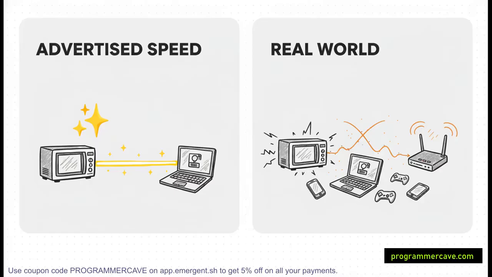But your actual real-world experience is a constant fight against physics. Your speed depends on how far you are from the router, background noise from stuff like your microwave oven, interference from your neighbor's 20 other Wi-Fi devices, even the battery level on your own phone can make a difference.